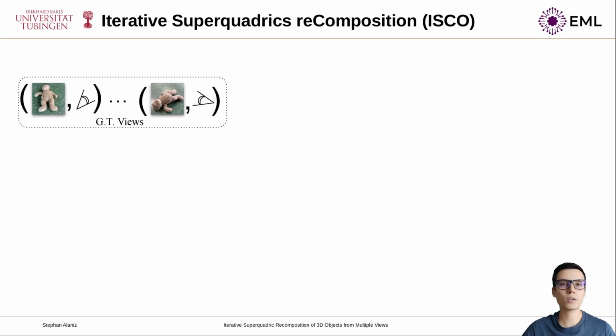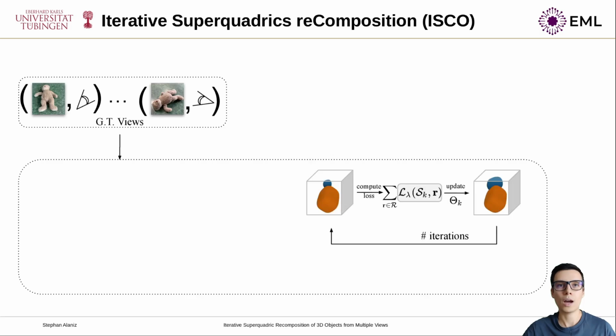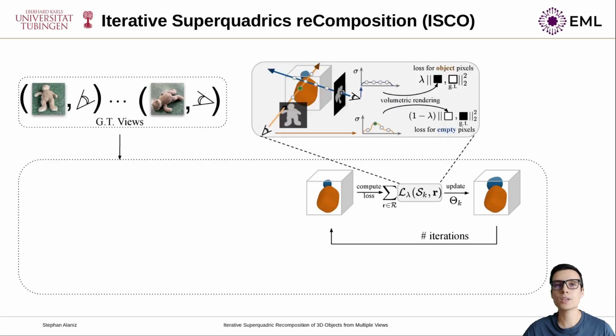We start with a set of images from different views where we also know the camera poses. Our algorithm iteratively adds new superquadrics to the scene and optimizes its parameters using a reconstruction loss as indicated here for the blue shape. For this optimization, we render the silhouettes of our reconstructed object using a differentiable rendering pipeline and compare it to the ground truth silhouette applying an L2 loss.